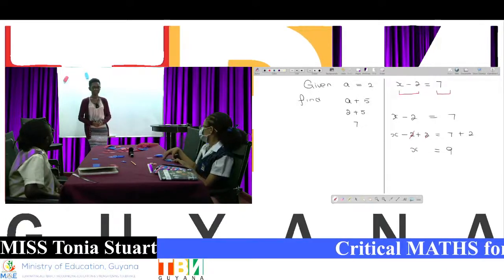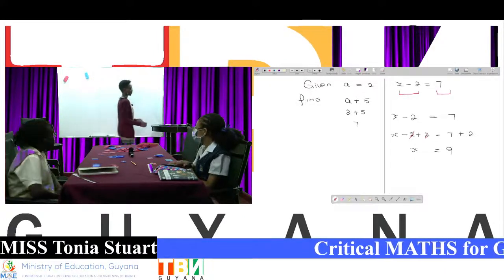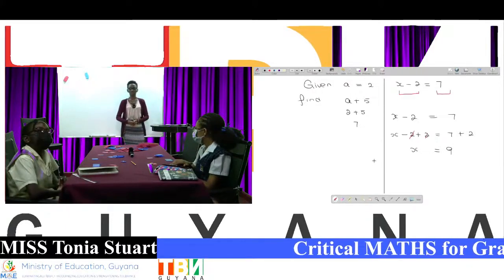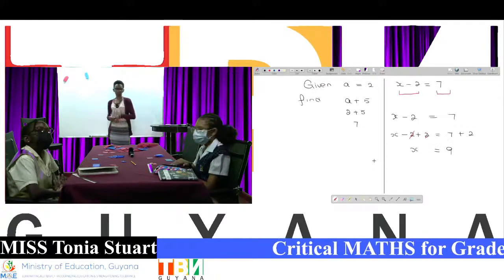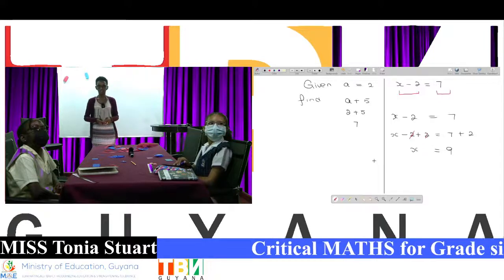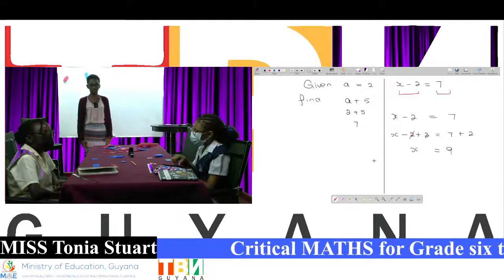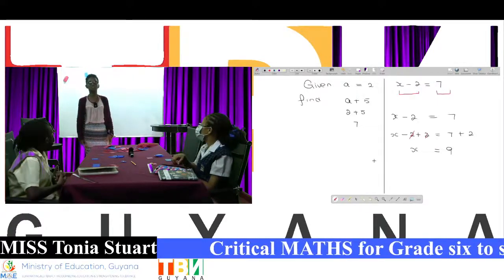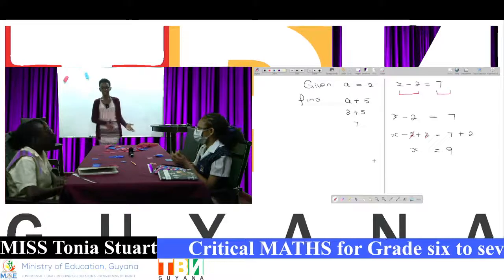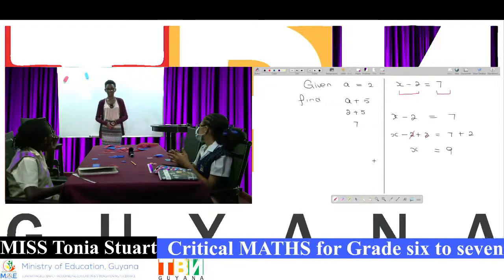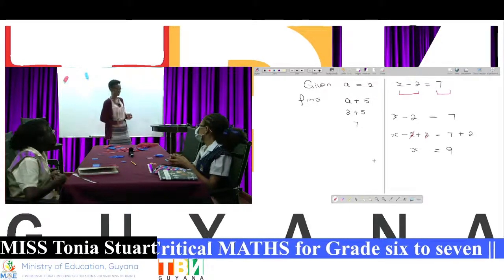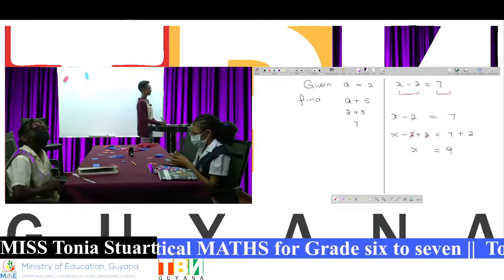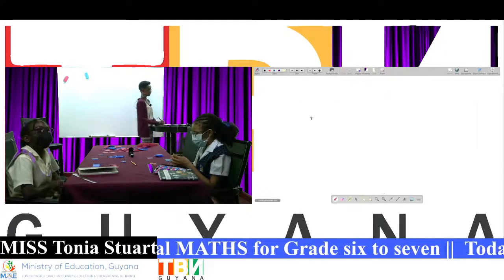Make sense? Yes. Great. So this method here is called the inverse method. So if you're adding, what's the inverse of adding? Minus. Subtracting, right. What's the inverse of multiplying? Division. Right. So you got that. All right. So let's look at another case.